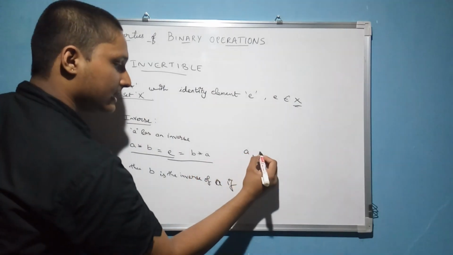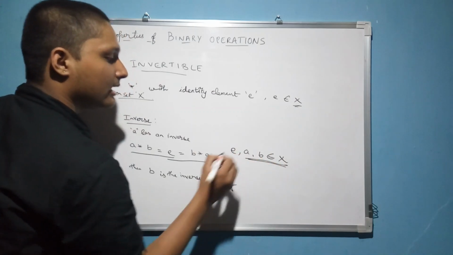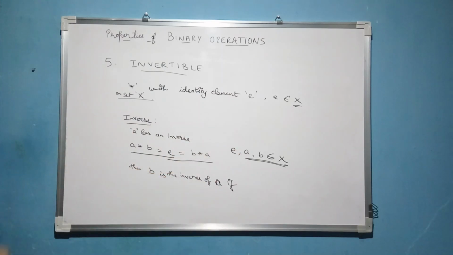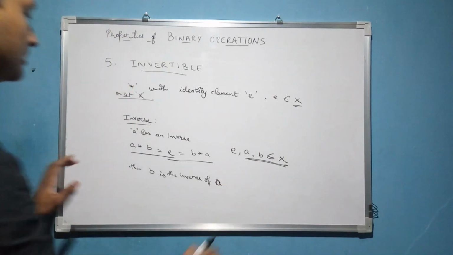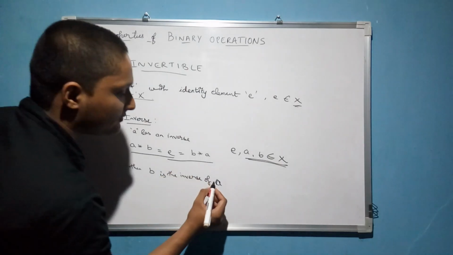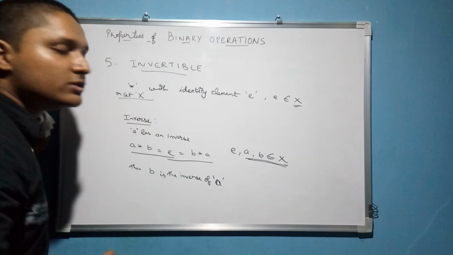So A and B should be belonging to X. That is the condition. E, A and B should be belonging to that given set also. Then B is the inverse of that given element of this binary operation, or you can say element of that set, right? So how can you denote that?